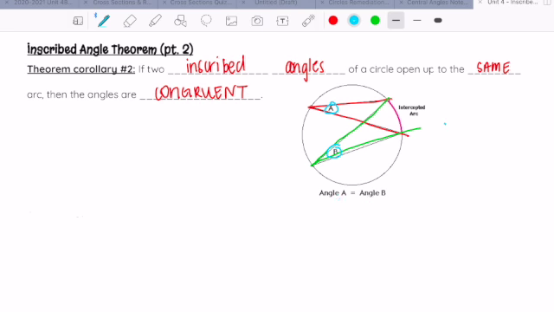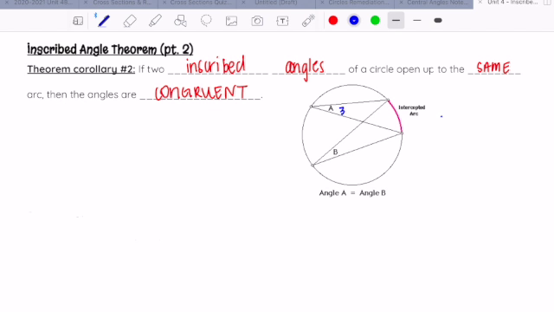So let's say that I say angle A, let me use a different color, is 34 degrees. Then by this part of our theorem, B is also going to be 34 degrees.